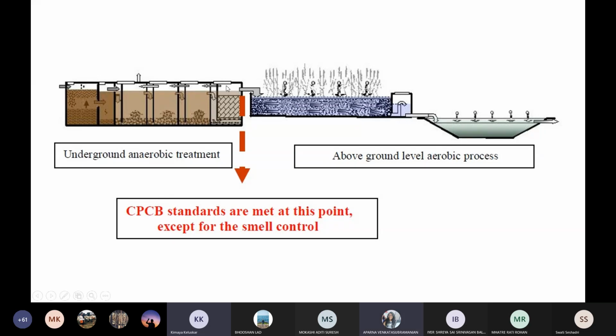Now the overflow from your underground settling tank comes into the reeds bed, which is a constructed wetland. That's the other name. And from there it goes to the oxidation pond.